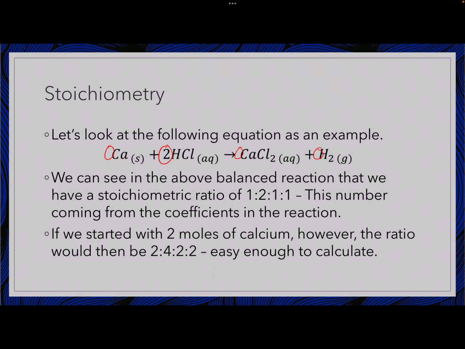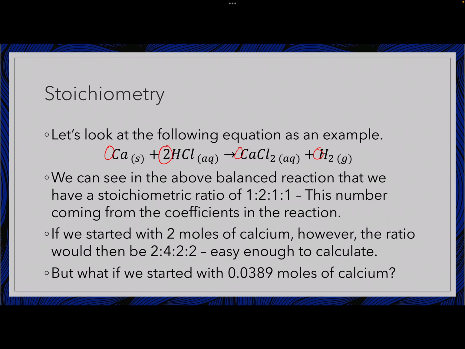Because if we started with 2 moles of calcium, the ratio would then be 2 to 4 to 2 to 2. Okay? Basically meaning that if we start off with twice as many moles of calcium, we need twice as many moles of hydrochloric acid, we get twice as many moles of calcium chloride, and produce twice as many moles of hydrogen gas. But what if we started with 0.0389 moles of calcium?